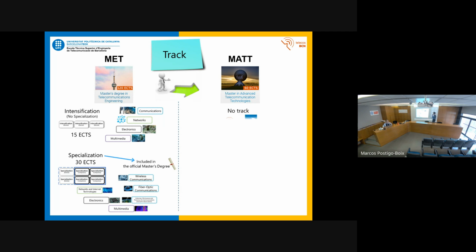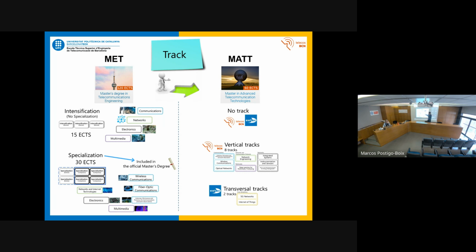In the Master MAT, we don't have specializations, and you can follow a track. First, you have the option of not following any track, just simply choosing the elective subjects that you want, or one of the tracks that we offer. Basically, we offer vertical tracks, that means specialized in one area, in Barcelona, and in Castelldefels, you can choose transversal tracks, which are basically about communication and networks.